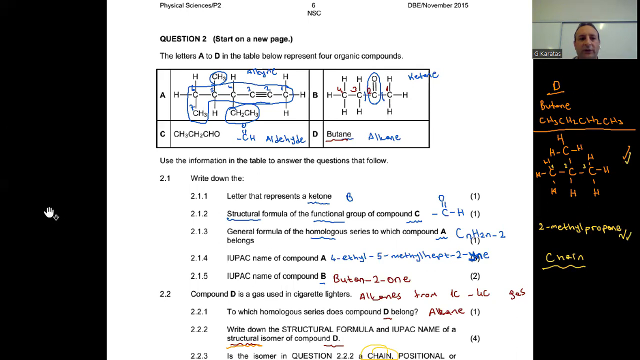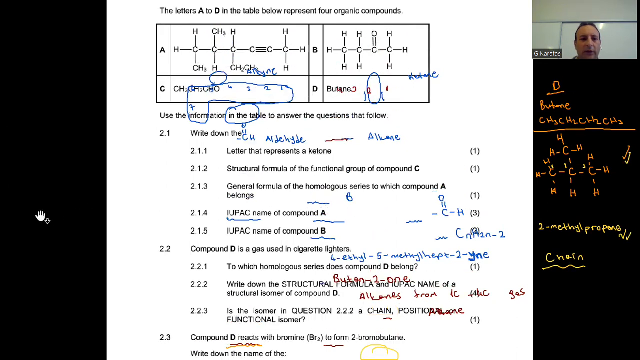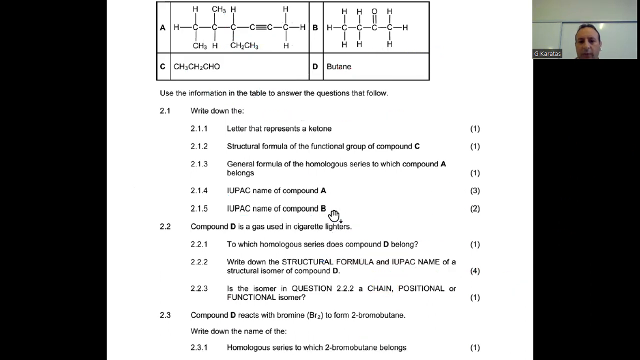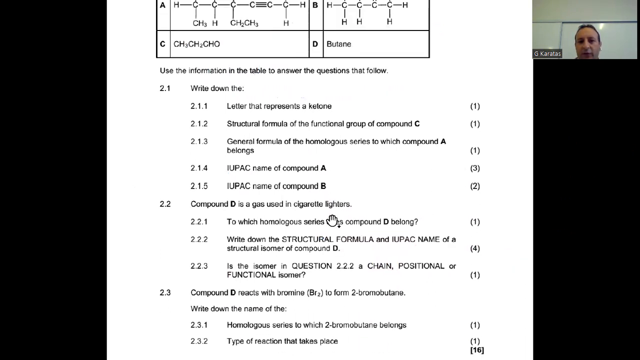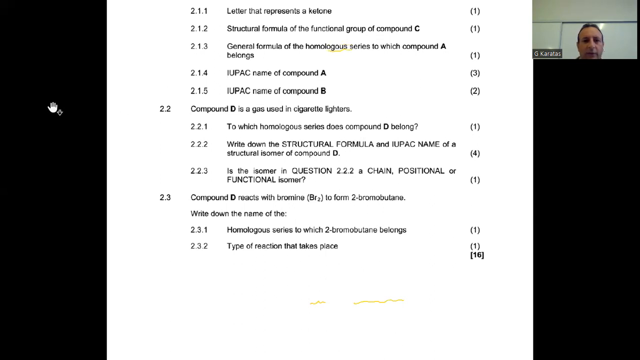So let me move this a bit down. I think it will be better if I erase everything. Yep. Now the last part of the question. This part says compound D, which is butane again, reacts with bromine to form 2-bromobutane. The reaction happens just like that. I'm thinking where to write this down, okay, just a second. Yeah, this will be a better space for me.